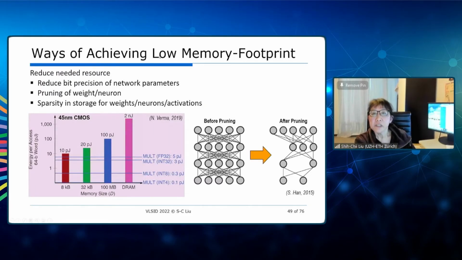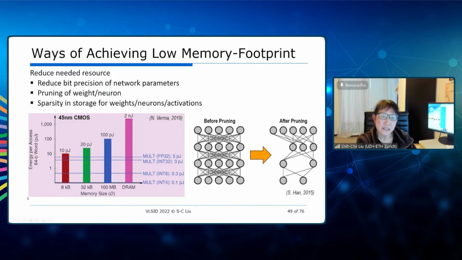Now let's look at the ways of achieving low memory footprint. These are the ones that are usually suggested nowadays for making a network small. So you have to reduce the needed resource by first reducing the bit precision of the network parameters, of course, also guaranteeing that the task accuracy hasn't dropped. The reason for wanting to keep the bit precision down is that you use less memory. And then the other thing is you want to prune away the weights or the neurons, or both, right?